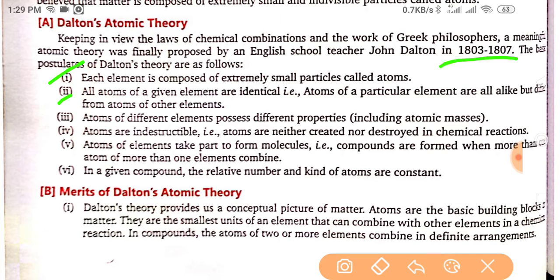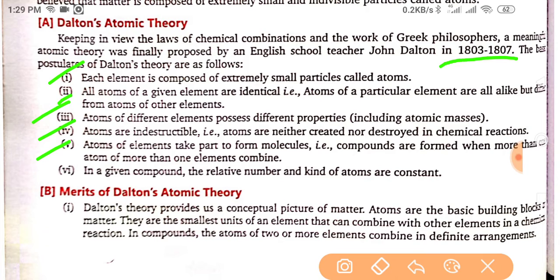All atoms of a given element are identical. That is, atoms of a particular element are all alike but differ from atoms of other elements. Atoms of different elements possess different properties, including atomic masses. Atoms are indestructible. That is, atoms are neither created nor destroyed in a chemical reaction. This is the main postulate of his theory.